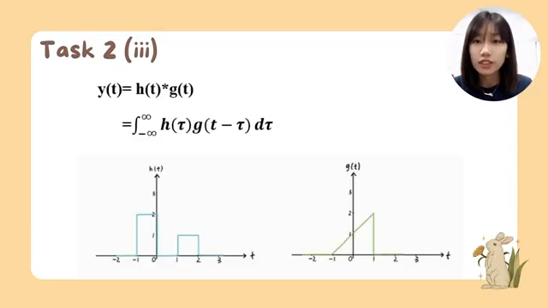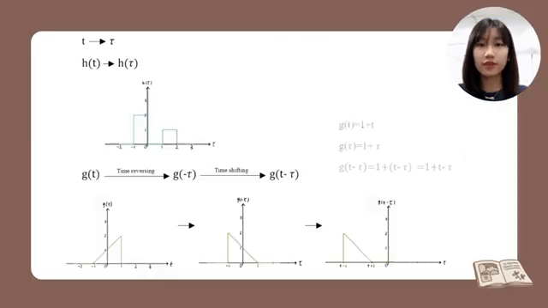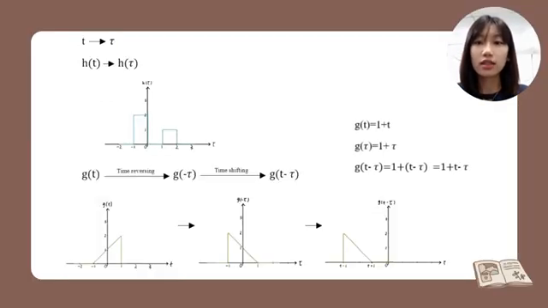So for task 2 question 3, the question asks us to find the multiplication of ht and gt. For this one, we use the convolution operation to find it, and the formula is integration from negative infinity to infinity of h tau times g t minus tau d tau. First, we need to convert t to tau. For ht, we just directly convert to h tau, and then for tau equals negative 1 to 0, h tau will equal 2, and from 1 to 2, h tau will equal 1.